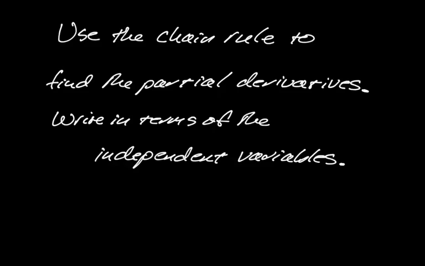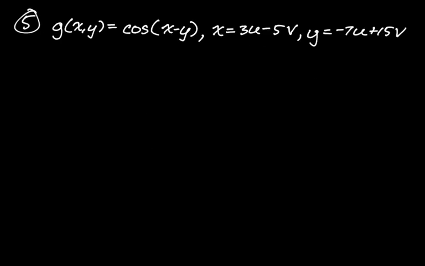Okay, in this video, we are going to be using the chain rule to find the partial derivatives indicated, and we're going to write them in terms of the independent variables, which is kind of the most annoying step, but let's see what the problems look like. So this is number 5 from assignment 2 if you're in my class. g of x, y is cosine of x minus y, and x is equal to 3u minus 5v, y is equal to negative 7u plus 15v.